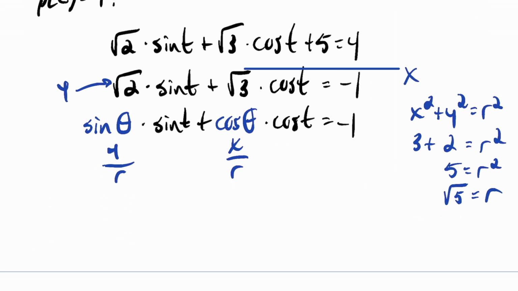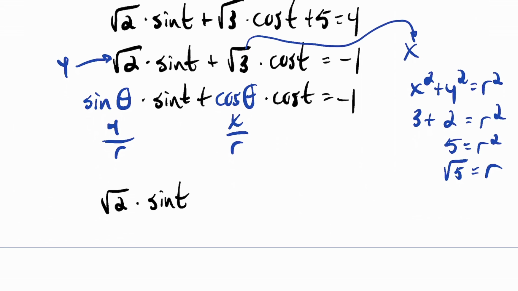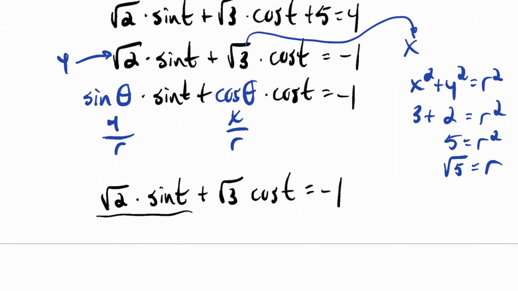So I'm going to rewrite the equation from a few lines up before I started modifying things with blue. There we go. Okay, so the square root of 2 times sine t plus the square root of 3 times cosine t, that equals -1. Now what I'm going to do is divide both sides by the square root of 5.